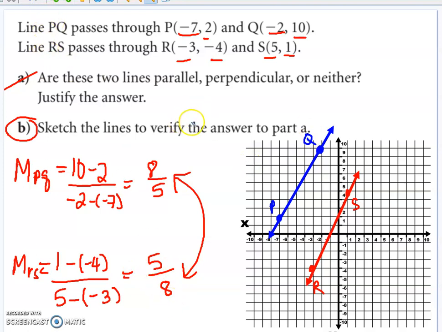So we cannot say it's parallel. These two are not the same. We cannot say it's perpendicular because it does not have the negative. So we have to say this is a neither case.